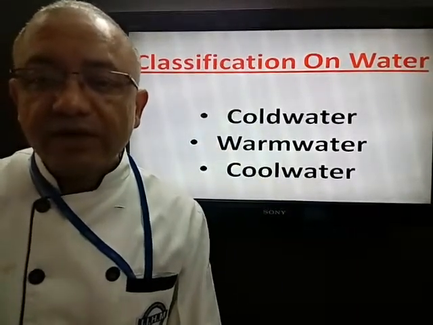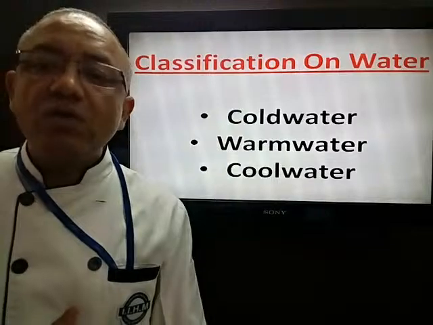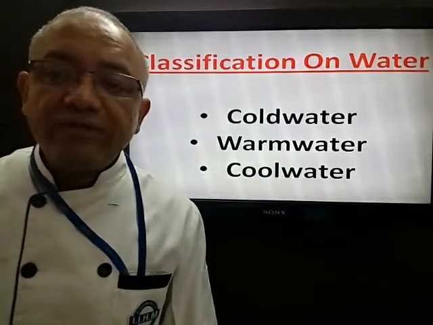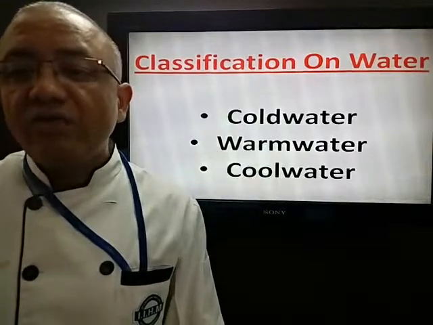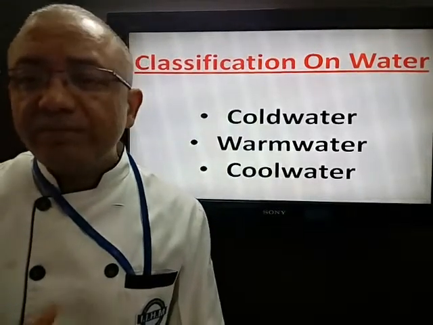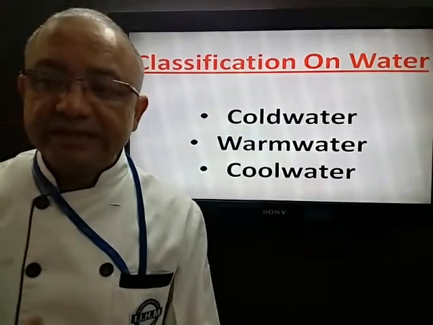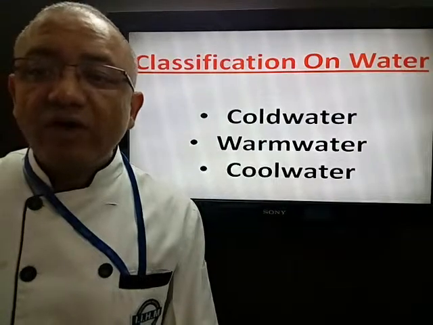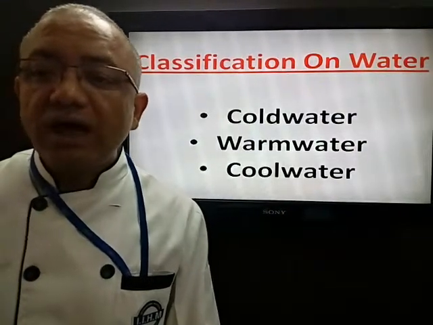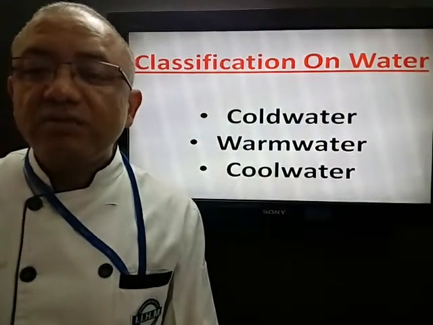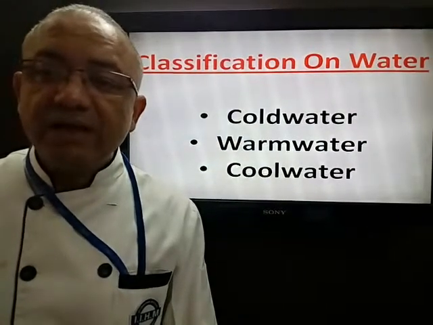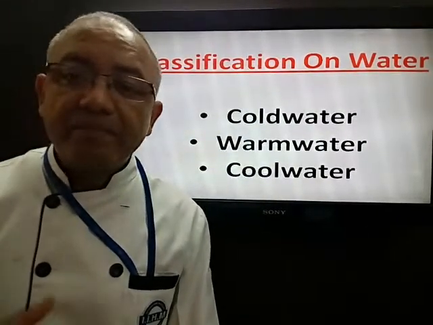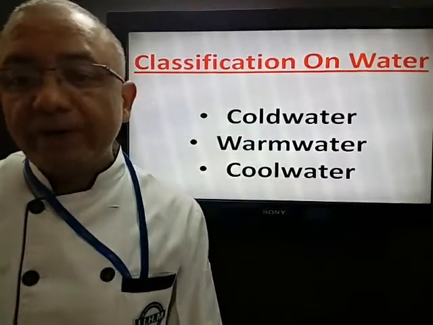Then we have another classification, which is the cool water. Cool water fish prefer a temperature between the cold water and the warmer water, something between 16 to 27 degrees centigrade. They are found throughout the north, except for the southern portions of it. The common cool water species include muskellunge, pike, and the perch variety.